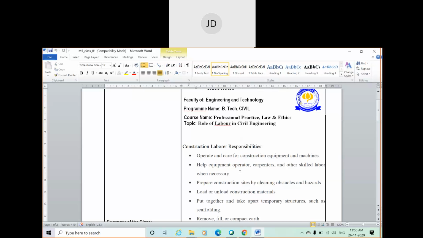Next, they help equipment operators, carpenters, and other skilled labor when necessary. That means they also act as an assistant for a carpenter or a skilled labor. So basically, construction labor are not skilled labor. They act as an assistant for a carpenter, who is a specialist in carpentry work, or other skilled labor, whether it is machinery work, carpentry work, or any other work going on in the site.